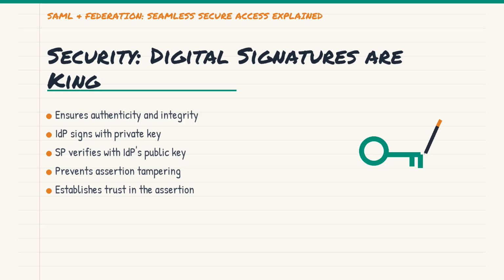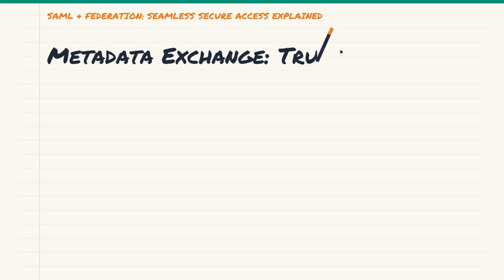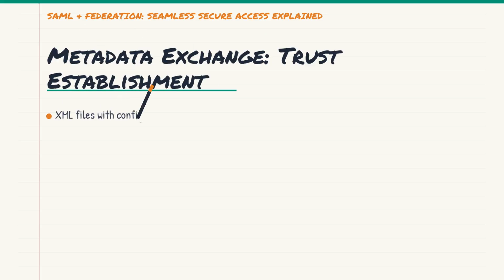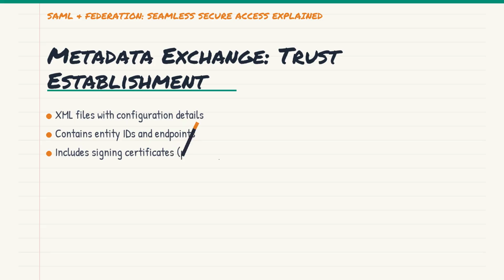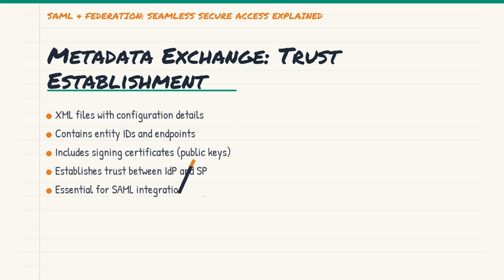Think of it like a wax seal on a letter. If the seal is unbroken and bears the correct imprint, you know it's from the sender and hasn't been opened or changed. How do the IDP and SP know to trust each other and share public keys? That's where metadata comes in.